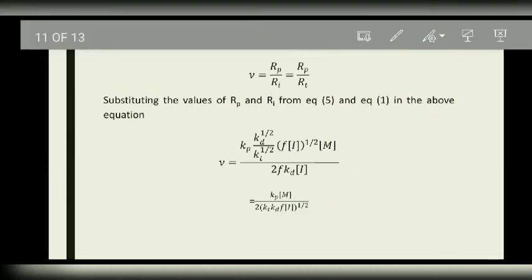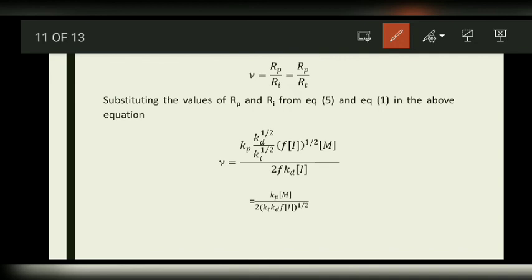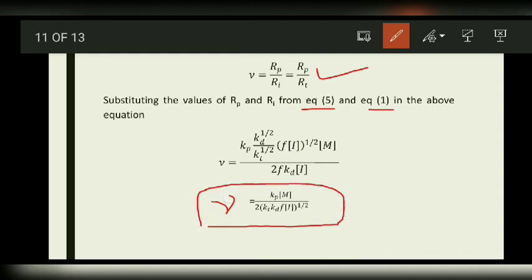Then let us substitute the values of Rp and Ri from equation 5 and equation 1 in this equation. On substituting and simplifying, we will get this final equation for the kinetic chain length. Fine.